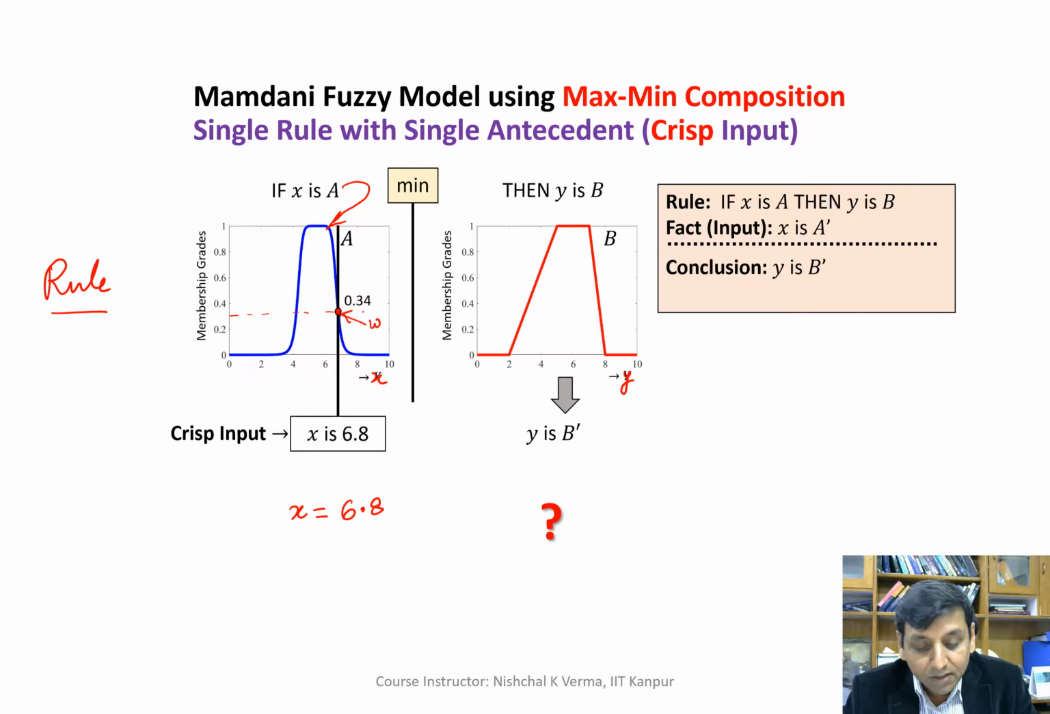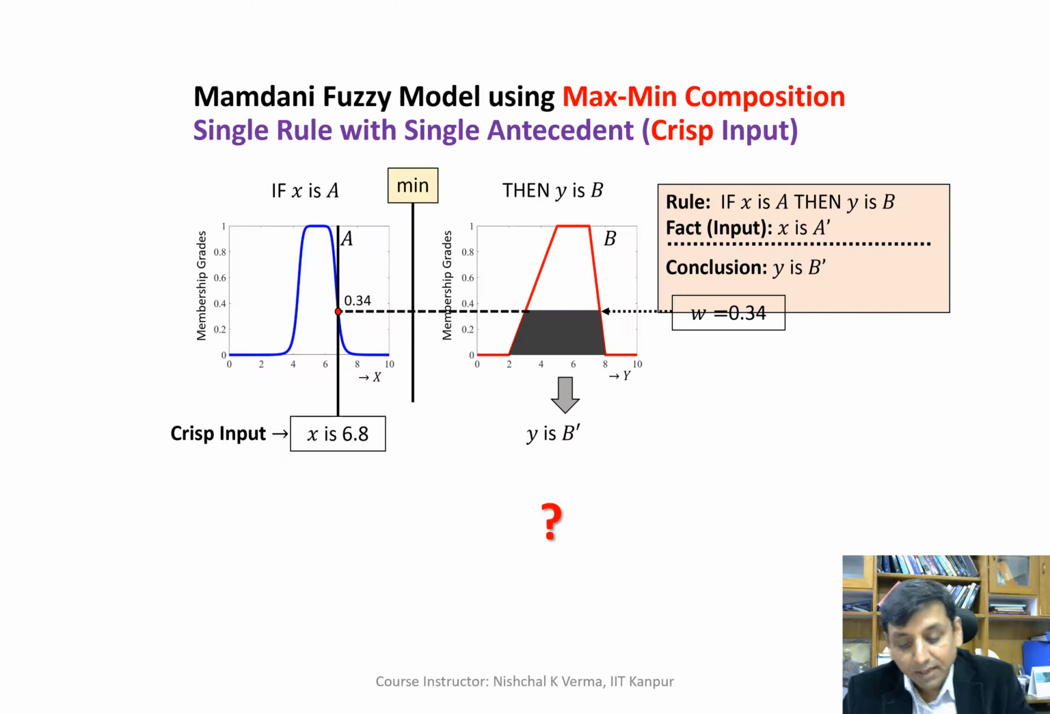So with this we move forward and use this value to truncate the output fuzzy set. The output fuzzy set here is B. When we do that, we see that the point corresponding to the input x equal to 6.8 gives us this W, and we use this W after either min or product. This remains the same, 0.34, because we have a single W.